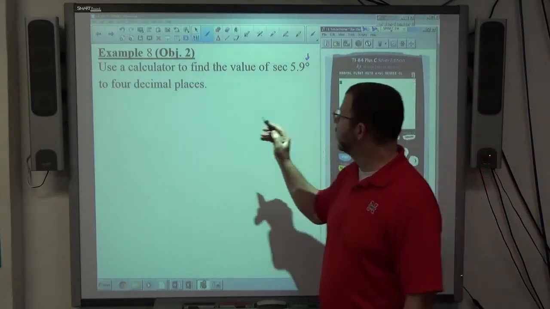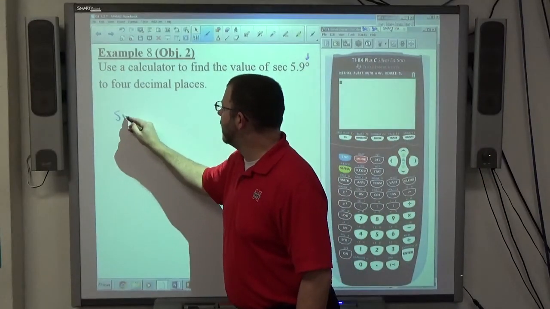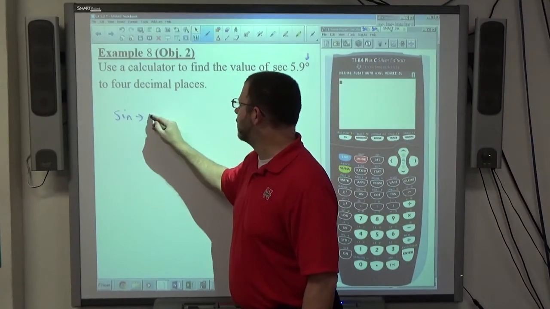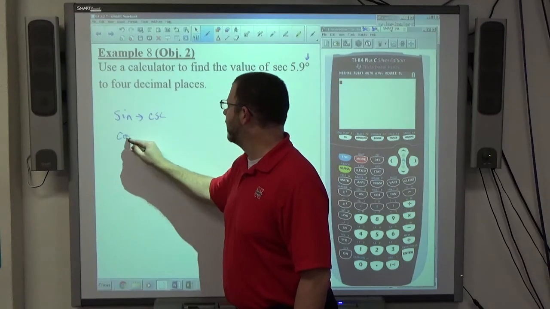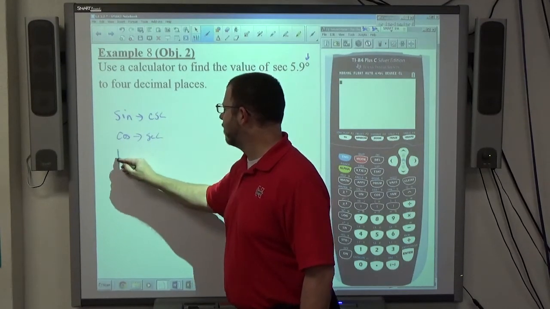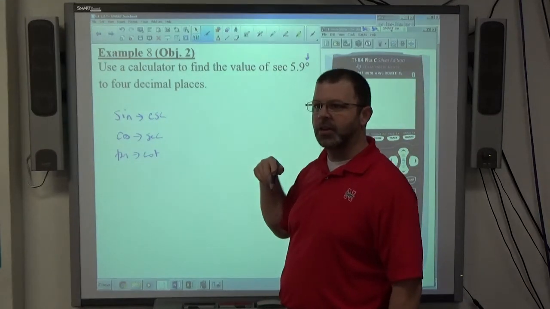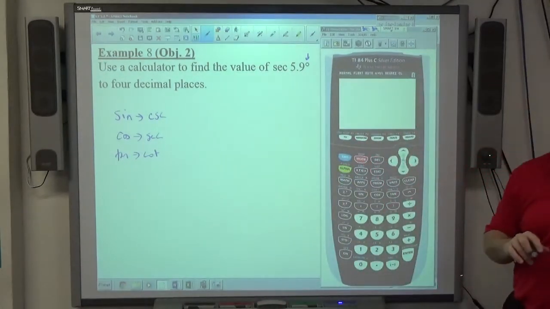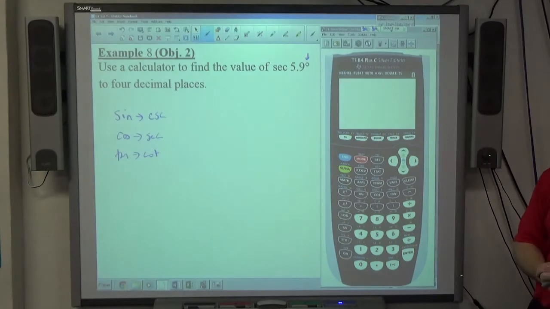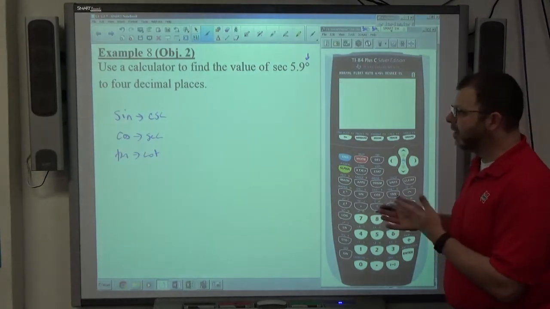Cosine. Cosine, very good. So remember that we have sine and cosecant, cosine and secant, tangent and cotangent. Those are the reciprocal functions of each other. That's something you want to commit to memory as quickly as possible if you've never gotten there. So cosine and secant are reciprocal functions.